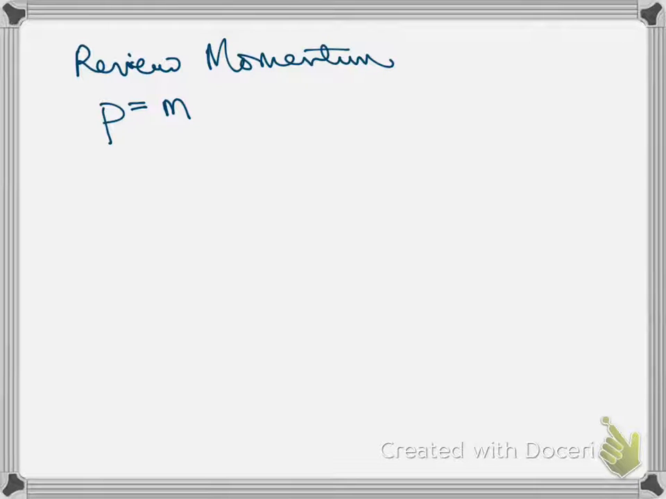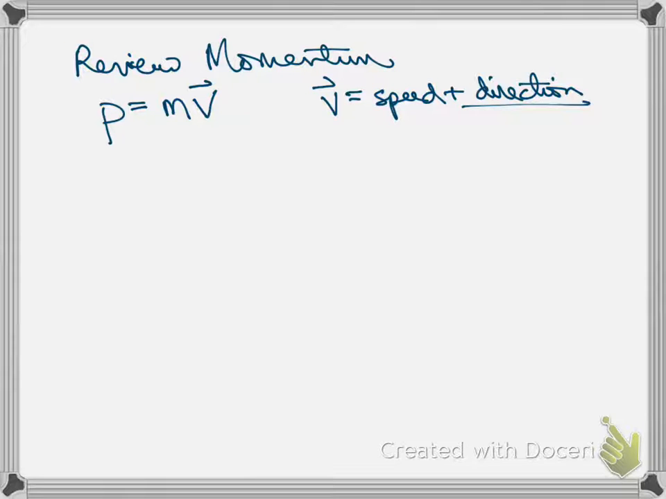The idea of an object in motion kind of wanting to continue moving is what inertia is. But inertia is just measured by the mass. Momentum is measured by the mass times the velocity. I'm going to draw an arrow over the top because it's a vector. This v vector has a magnitude, which we can call the speed, plus the direction. So it's really important that you keep track of the direction.